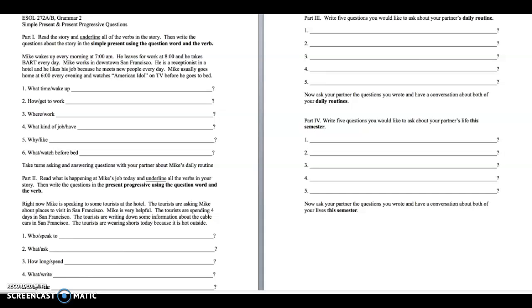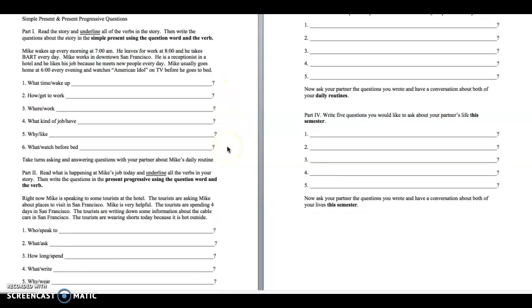So after we went over the question formation formulas, then we read the story. There's a very short story here about Mike and what he does every day, his daily routine. And what they had to do is use the 6 prompts here to make questions about the story. So what time does Mike wake up every morning, and how does he get to work every day, and where does he work, etc. So they wrote the questions based on the big picture formula that we had gone over earlier.